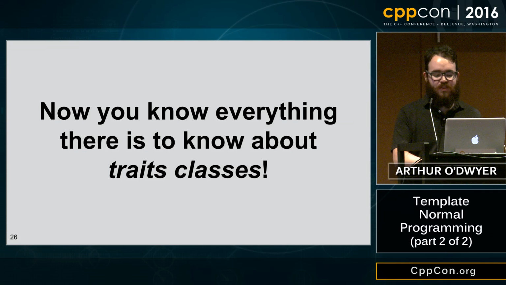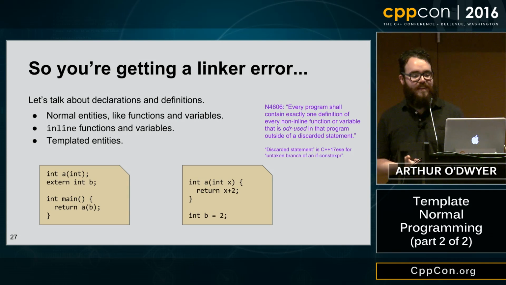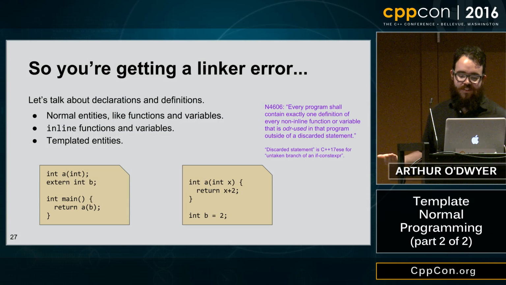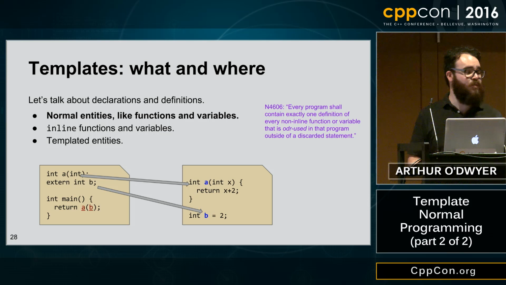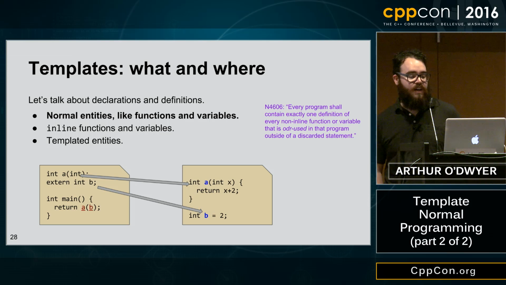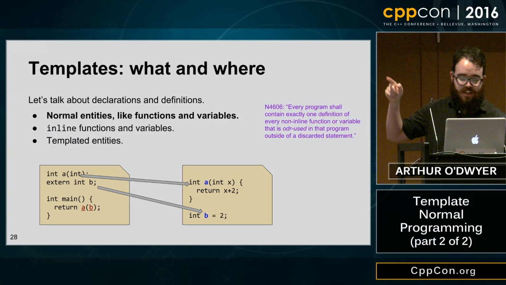And now you know everything there is to know about traits classes. Cool, so let's talk about declarations and definitions. We have three cases here. One is normal entities like functions and variables. This is the case that we should all be real familiar with. This is the case that exists in C. So, you know, I have here a function declaration, a variable declaration.